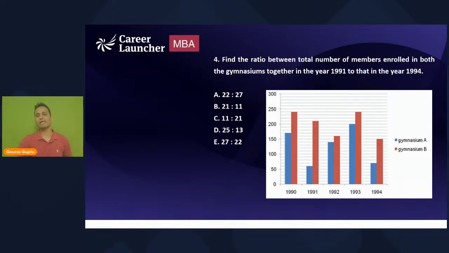Let's quickly have a look at the next question. Another question based on the same data. The data is the same, and now you can see the next question. Find the ratio between the total number of members enrolled in both gymnasiums together in the year 1991 to that in the year 1994. Ratio of the total number of members enrolled.